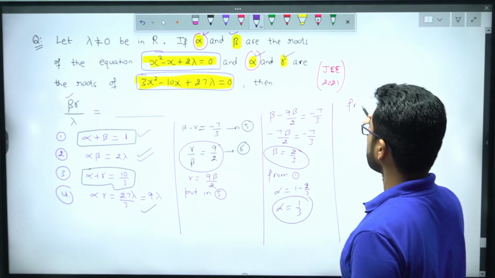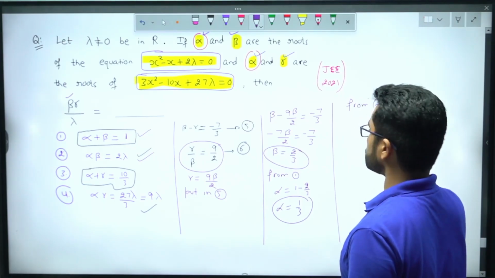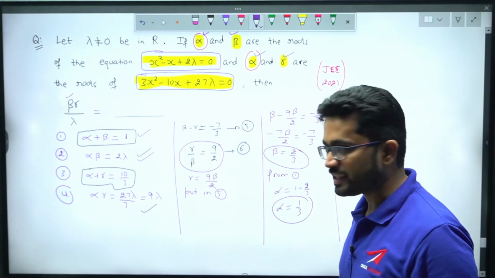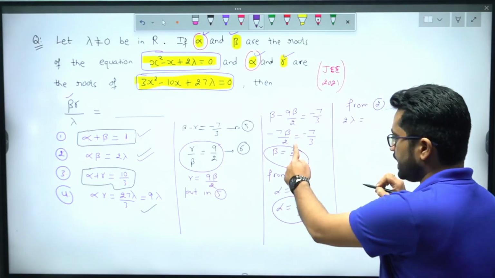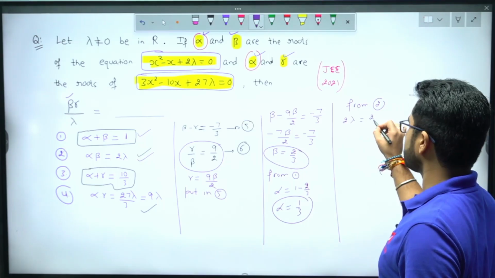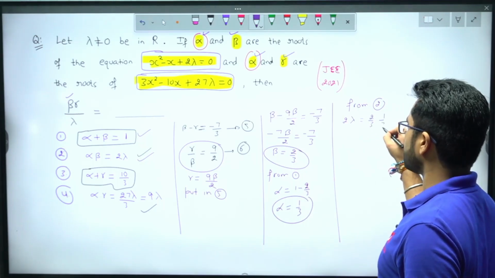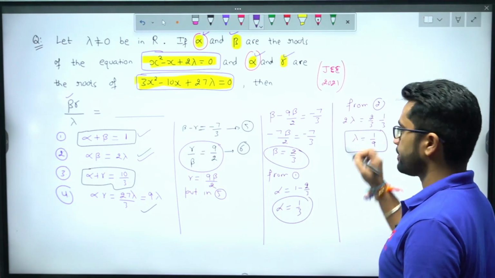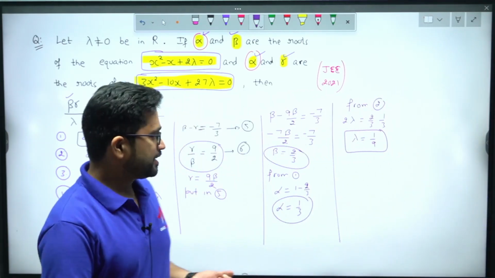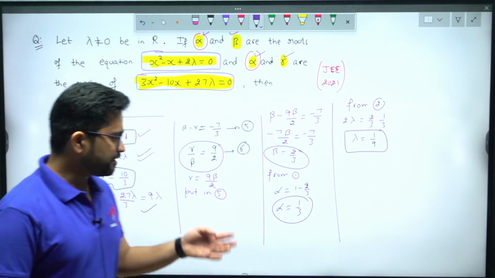From equation number 2, the product of alpha into beta is 2 lambda. So 2 lambda is what? Alpha into beta. It comes out to be 2 by 3 into 1 by 3. So guys, lambda comes out to be 1 by 9. Sorted. Alpha done, beta done, lambda done. But what else is there?